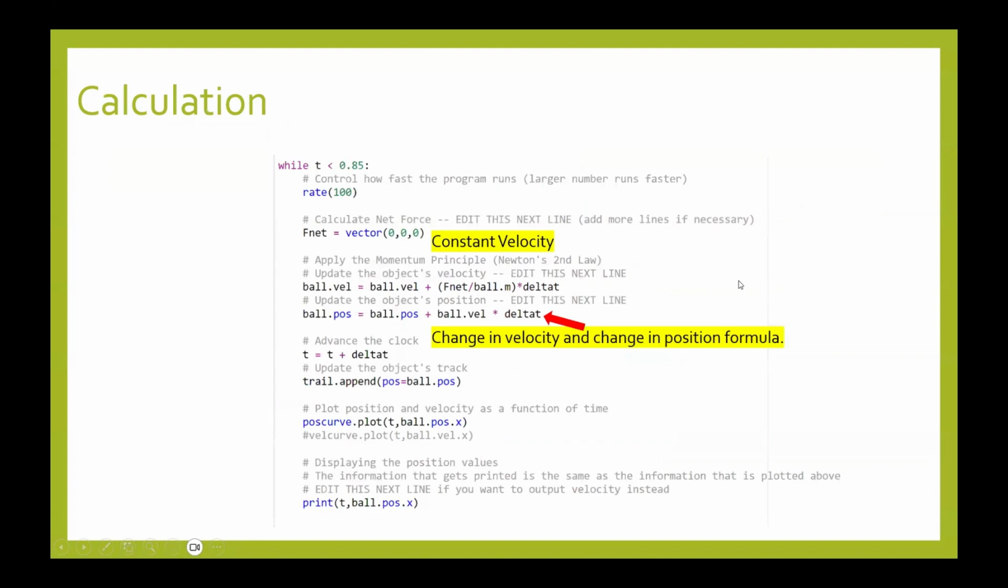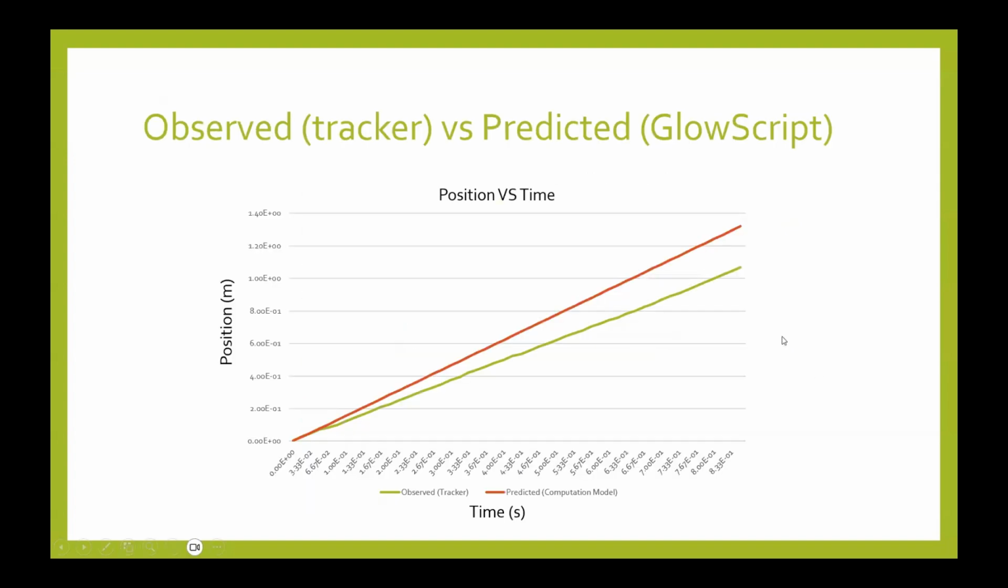So here's the actual calculation here. These are things I changed. The first thing I changed was saying that the net force has a vector of 0, 0, 0, which is basically saying that there is no net force, which is why I can account for constant velocity in the system. In addition, I added the change in velocity and change in position formulas so that the system would be able to distinguish the momentum, like Newton's second law, and calculate it there and get to that point of velocity.